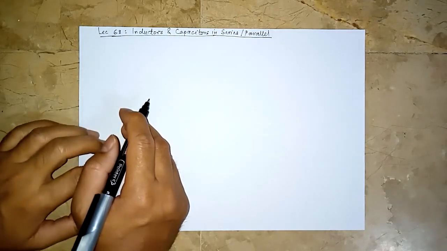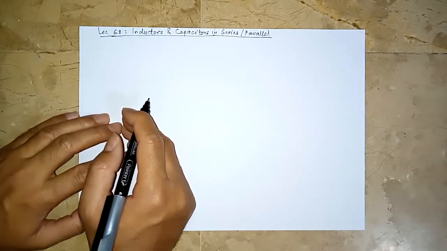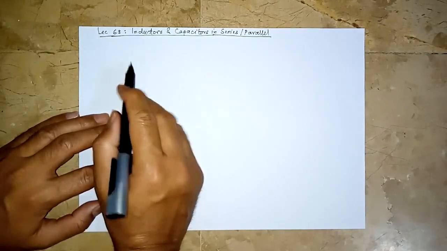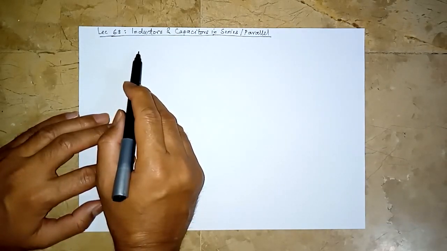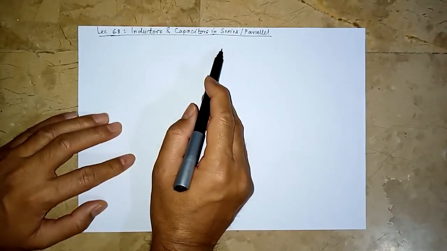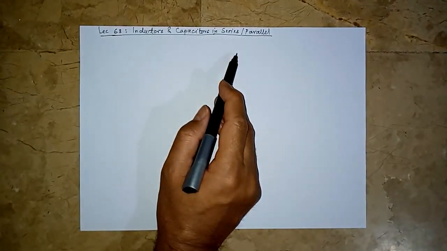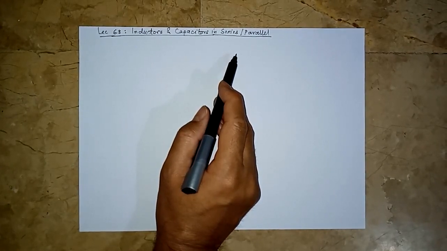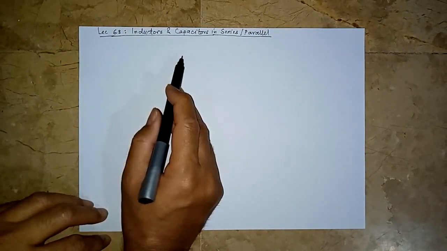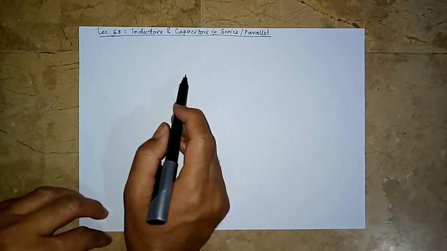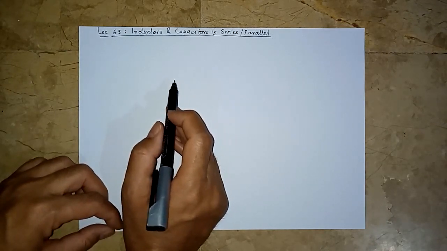Okay, so let us come to this simple topic. When we have a network of inductors in series or in parallel, how are we going to find the equivalent inductance? And suppose we have a network of capacitors in series or parallel, how are we going to resolve that and find the equivalent?